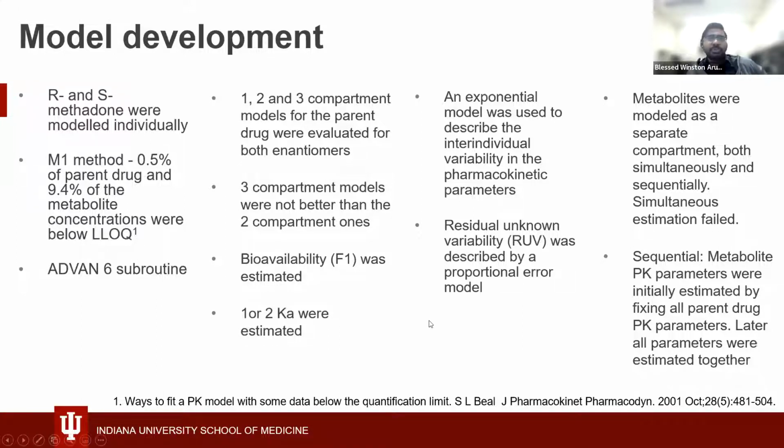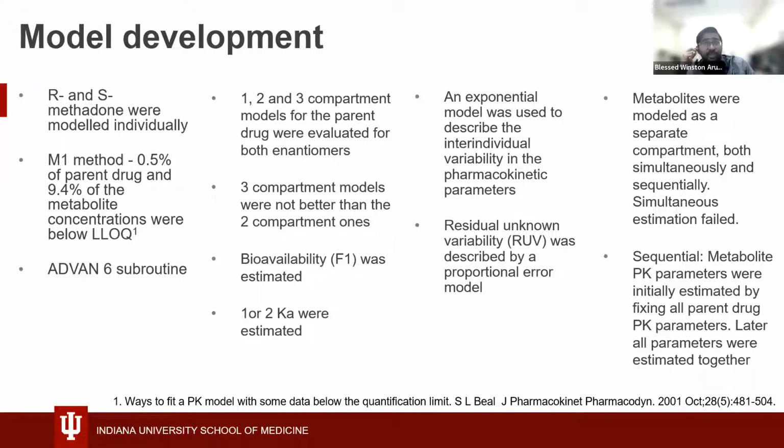An exponential model was used to describe the between subject variability in PK parameters, and RUV, the residual variability, was described by a proportional error model. We tried a combined error model, but the proportional model was as good as the combined error model, so we stuck to this.